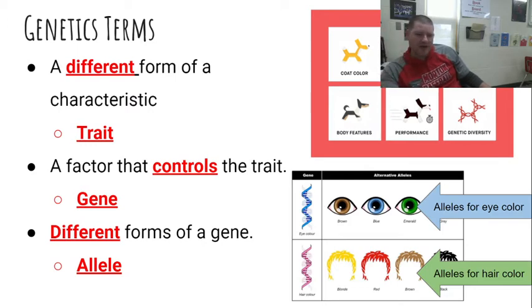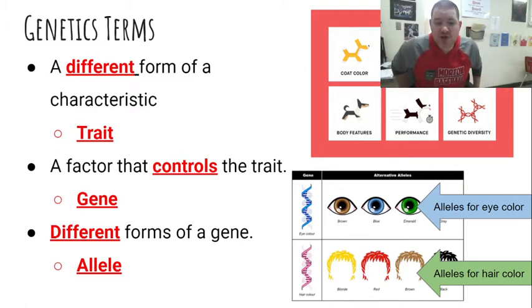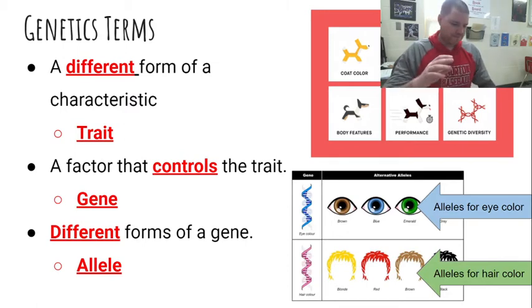For your long eyelashes, your Morton toe, your hitchhiker thumb, whatever it is going on with it, that is your trait. The thing that controls your trait is what is called a gene. And the gene is located on your DNA, specifically. Our videos that we've watched have gone through that aspect of it, but the gene controls the trait.